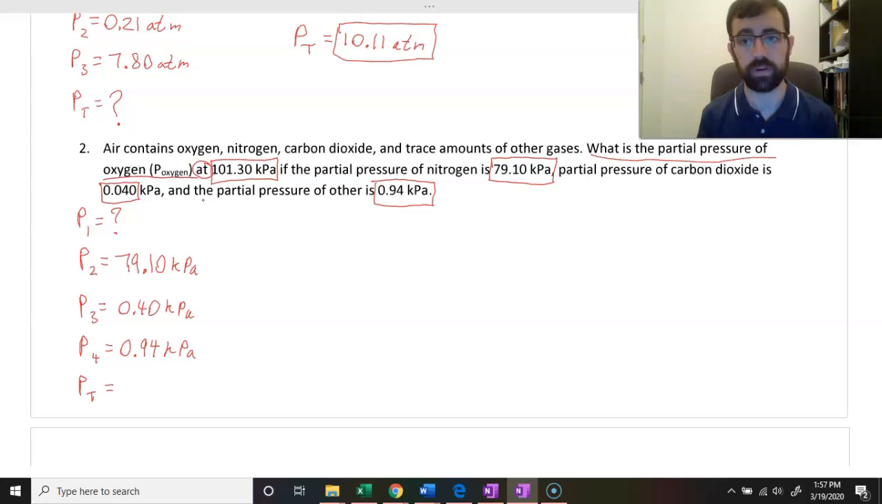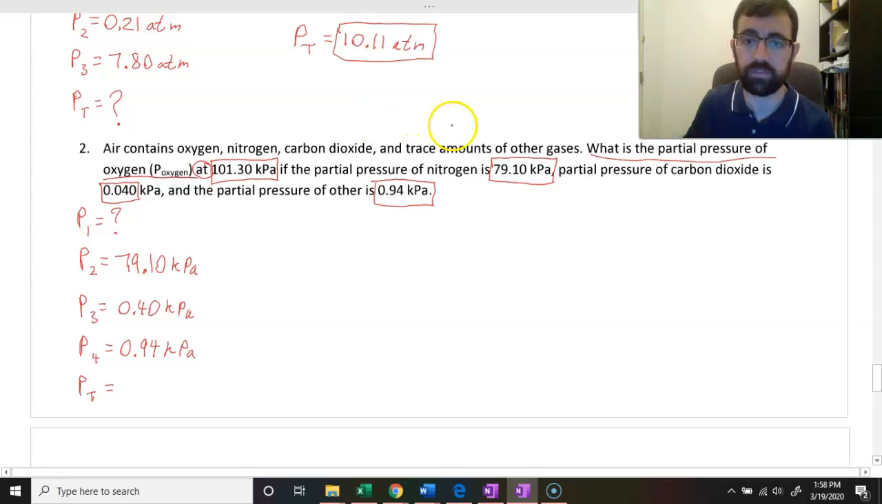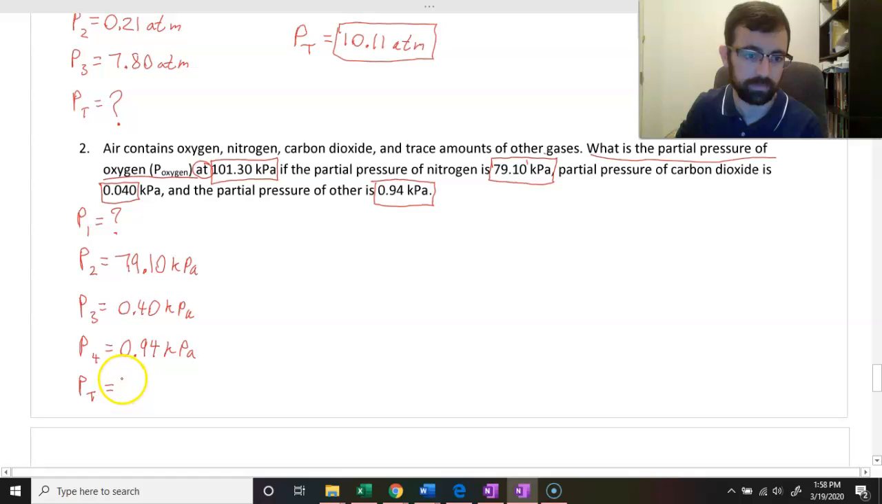It's very important to identify if you're looking for total pressure or a partial pressure. If I'm looking for a partial pressure, like in this problem, specifically the partial pressure of oxygen, then I need to make sure that I know what the total pressure is. It's going to be given. It might be kind of hidden, or it might say the pressure of the mixture or the air pressure. Okay, so our total pressure is 101.30 kPa.